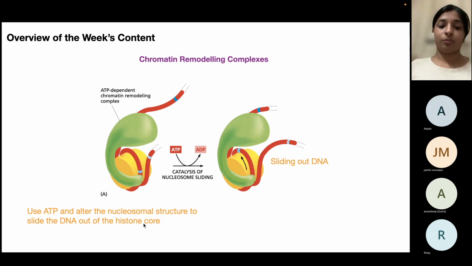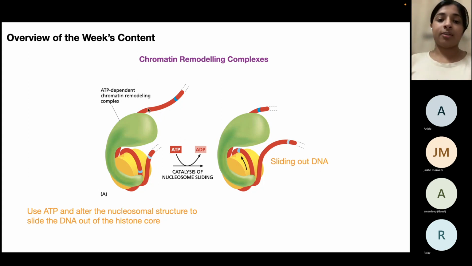This is an ATP-dependent protein, which means that it is able to bind ATP and hydrolyze ATP. The energy released from the hydrolysis of ATP is then used to alter the structure of the histone. So the nucleosome structure slightly changes when that hydrolysis happens, and that allows this chromatin remodeling complex to slide out that fraction of DNA.